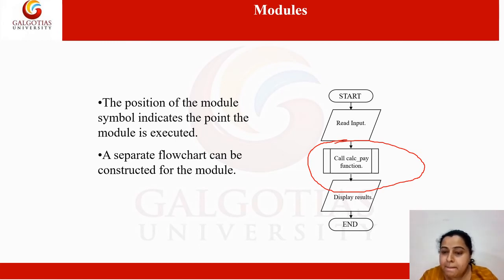So start, read input, call calculate pay function. It's a separate function that we have created. Display the result and end. This is how we represent a module.